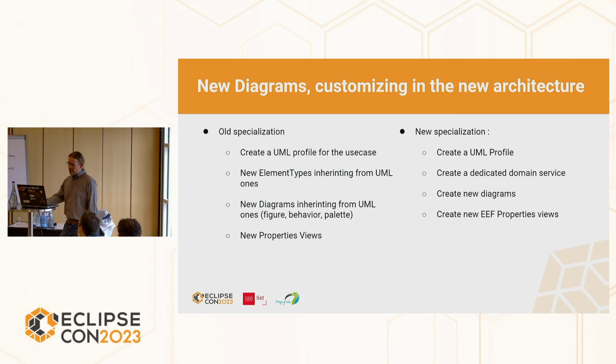For the diagram part, we inherited from existing diagrams to reuse figures, behavior, and customize the palette. Using Papyrus Sirius, we will easily create new diagrams. There won't be inheritance between them. And for the property view, with the old specialization mechanism, we create new property views with XWT. Here, we will create new property views with EEF.